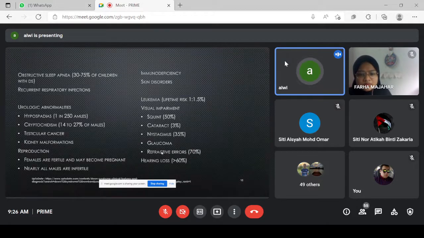A lot of Down syndrome patients are abused and they get children. All males are infertile, but females can be fertile, so they have to be protected. Some of them have immunodeficiency and skin disorders. For leukemia, the lifetime risk is 1 to 1.5%, especially AML.